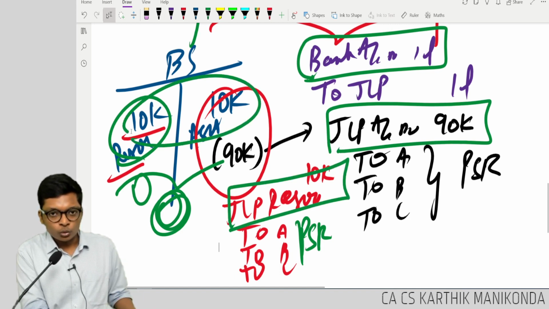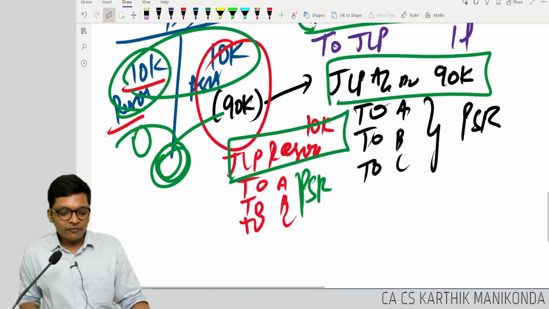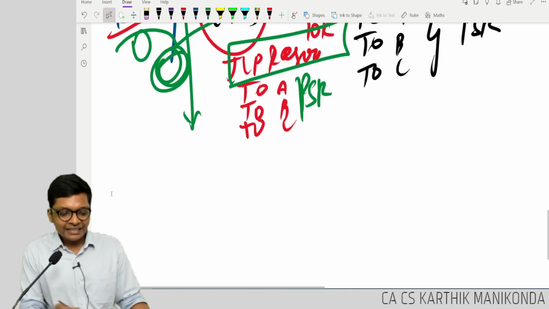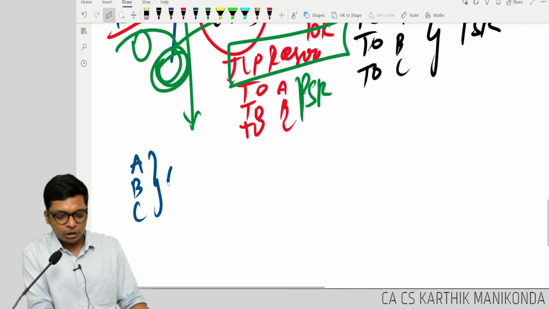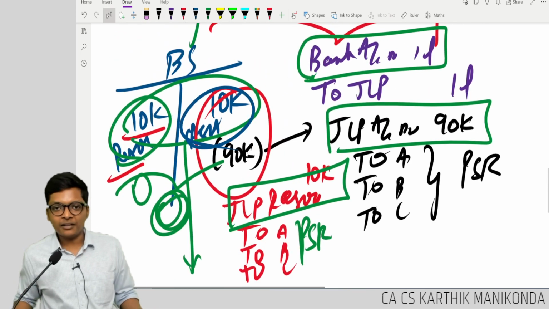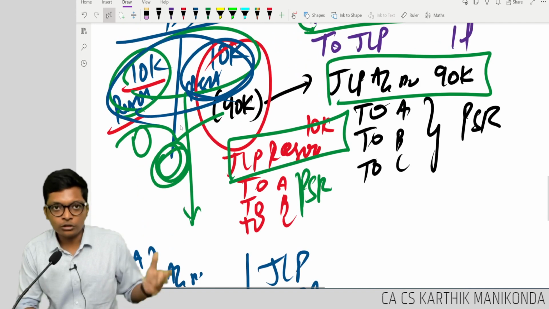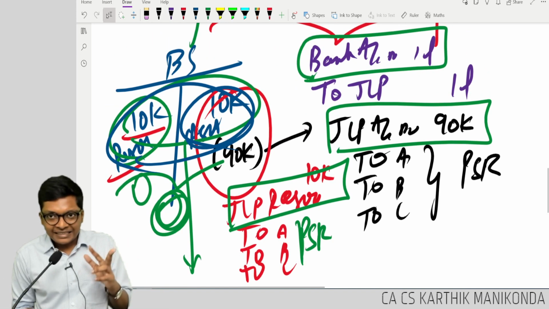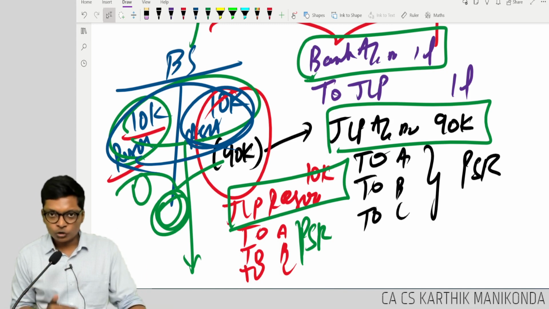Then what about these two? These two were created before itself. They net off with each other. How did you create this? When I created the reserve, the entry would have been ABC capital account debit to JLP reserve, and when I created this asset of surrender value, the entry would have been JLP to ABC. That means this 10,000 and 10,000 on the liability and asset side, when I created it, got knocked off. Are you following?